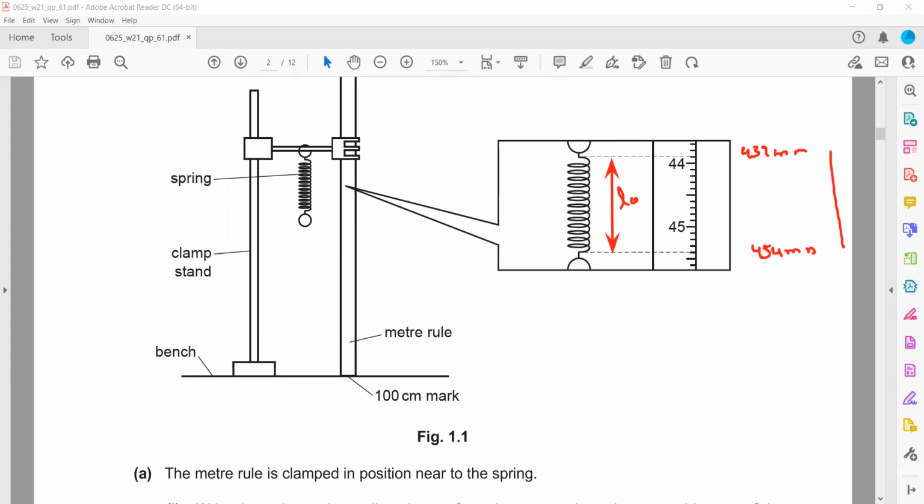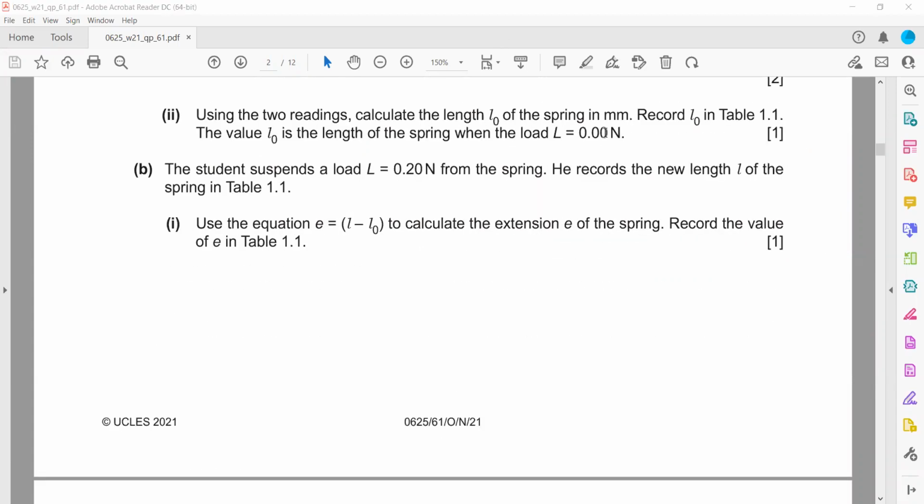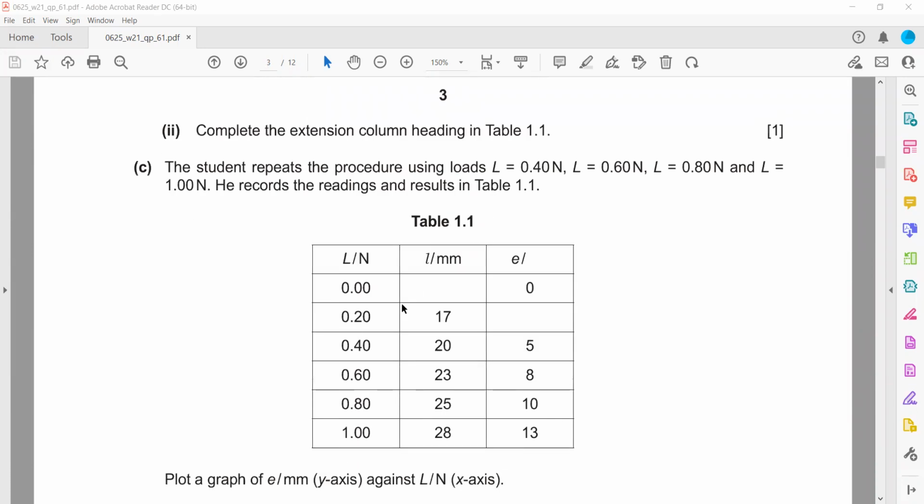454 minus 439 equals 15 millimeters. And we have to write this length in table 1.1. So this is table 1.1. When there is no load, what is the length? That was 15 millimeters, so here we have to write it.